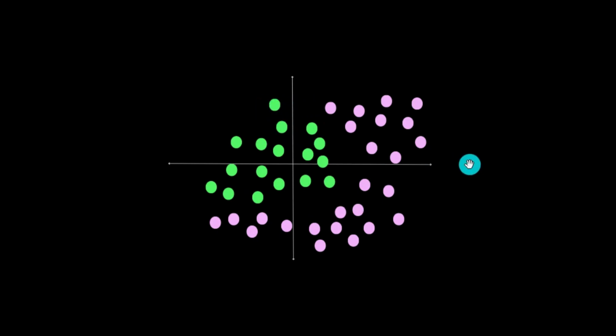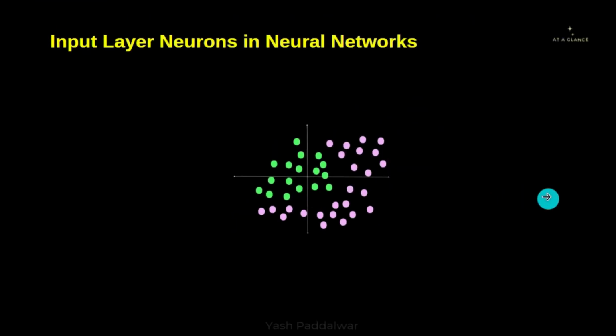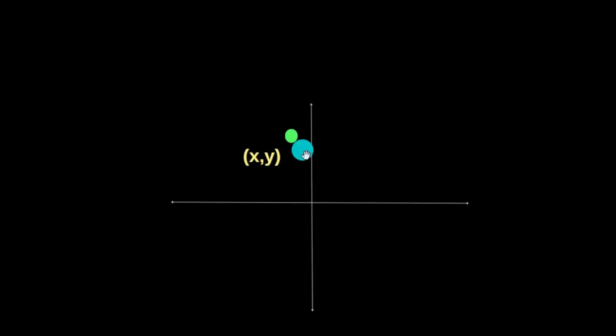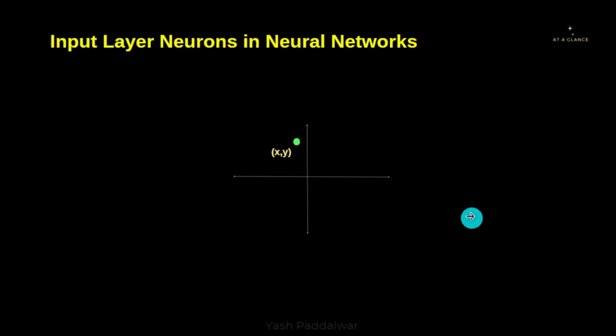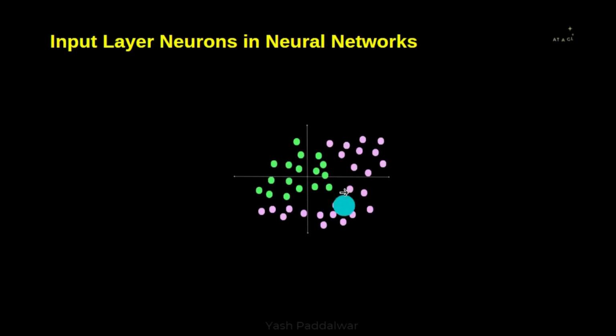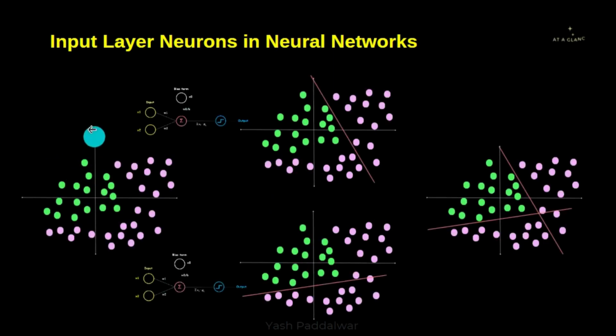So basically, if we focus on a single data point, let's say this, you can see this data point can be uniquely identified with the help of these two coordinates, that is the x coordinate and the y coordinate. Similarly, if we consider any of the data points, they will also require two dimensions to represent their identity. And that is why we used two neurons in this architecture.